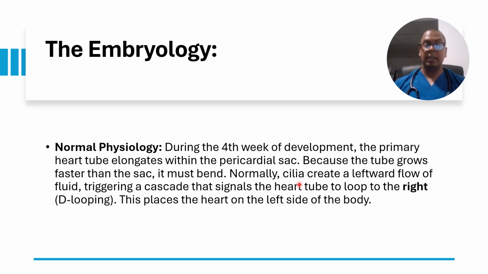Normally, cilia create a leftward flow of fluid, triggering a cascade that signals the heart tube to loop to the right. This is also known as D-looping. This places the heart on the left side of the body. Later on, we'll look at this visually so you would get a better idea of what I'm talking about.